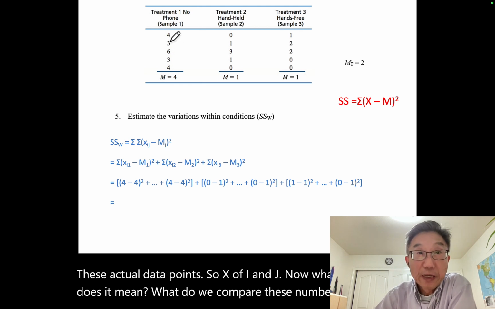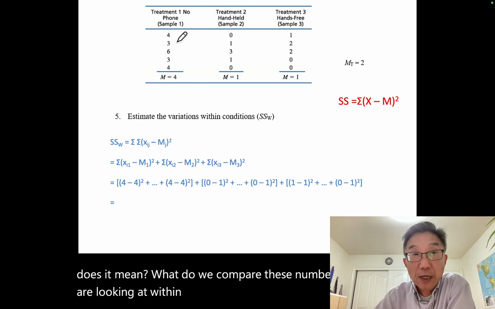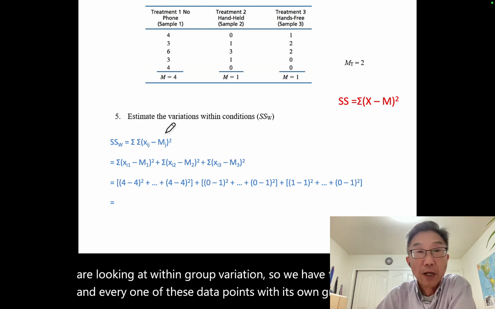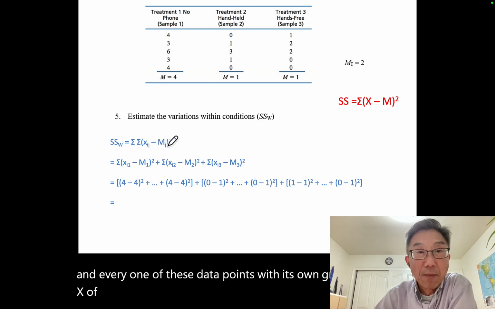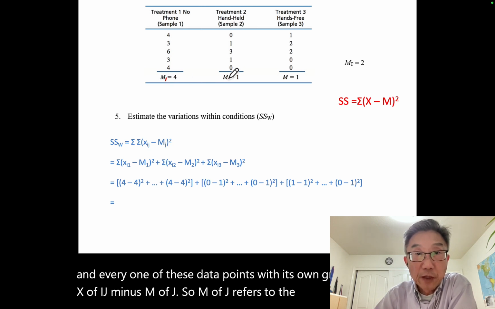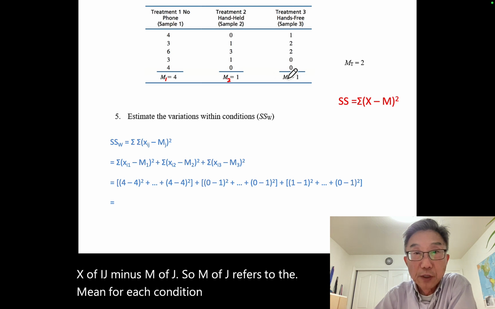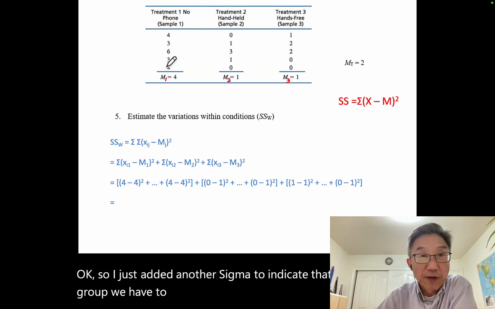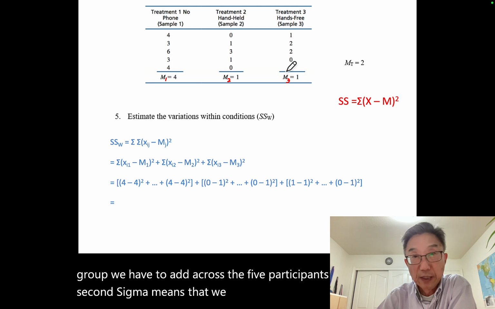Well, we are looking at within group variation, so we have to compare each and every one of these data points with its own group mean. So x of ij minus m of j. So m of j refers to the mean for each condition, right? M1, M2, and M3. Okay, so I just added another sigma to indicate that within each group, we have to add across the 5 participants. And then the second sigma means that we add across 3 conditions.